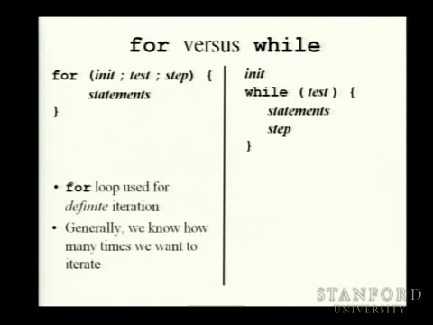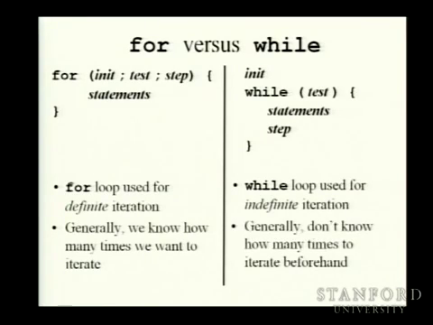When we don't know how many times we actually want to do something, that's an indefinite loop or indefinite iteration, as I just talked about. That's when we use a while loop, when we generally don't know how many times we're going to do something. Okay? So that's why we give you both forms.